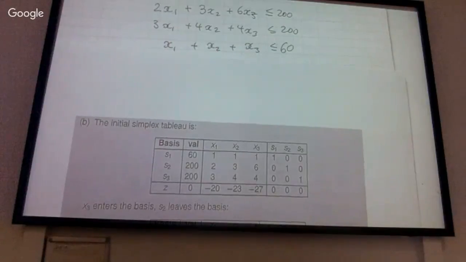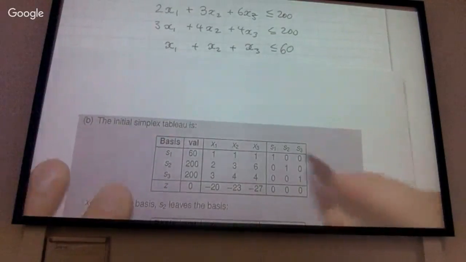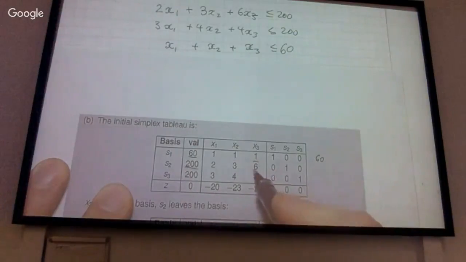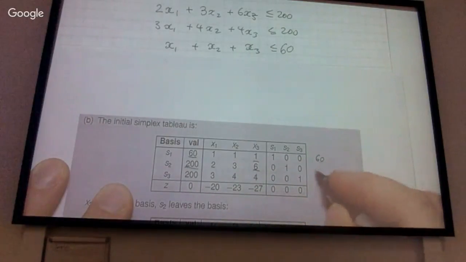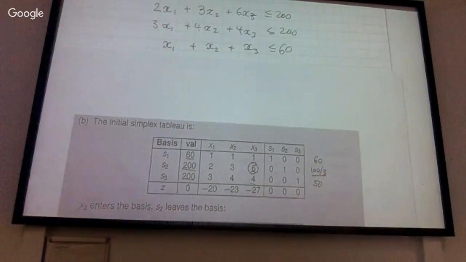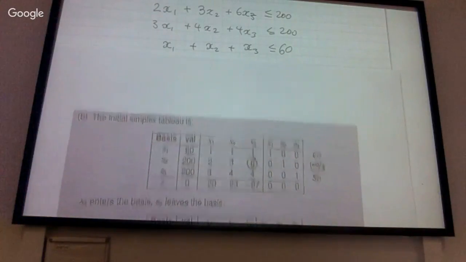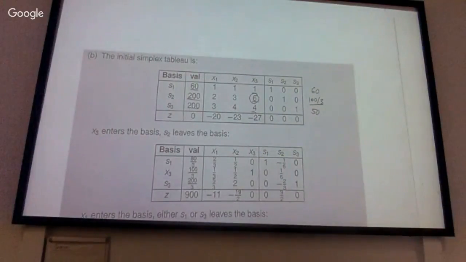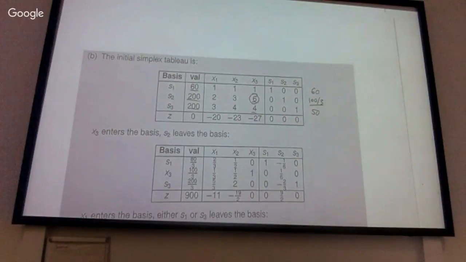Now, what we want to do is the ratio test. So in this case, 60 divided by 1 is 60. 200 divided by 6 is 100 thirds. And 200 divided by 4 is 50. So the least one is this, because it's about 33. So 6 is going to be the pivot element in this case. And that means that the next tableau should look like this. It's probably too small.